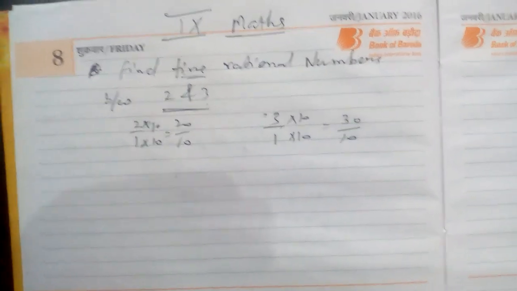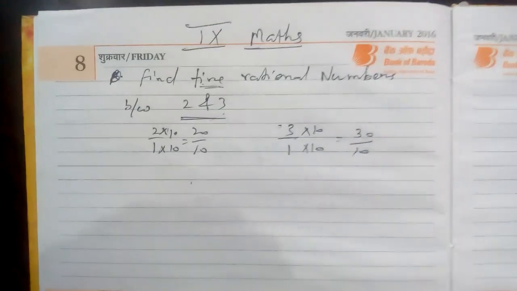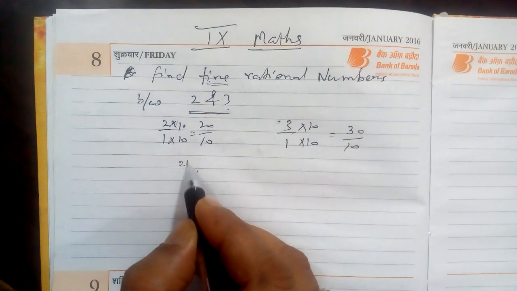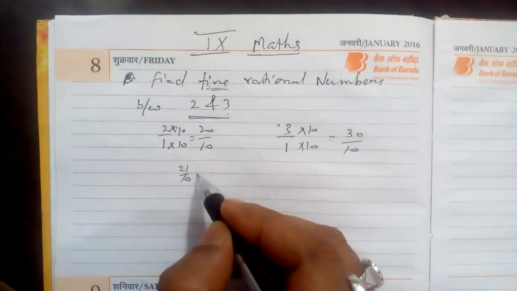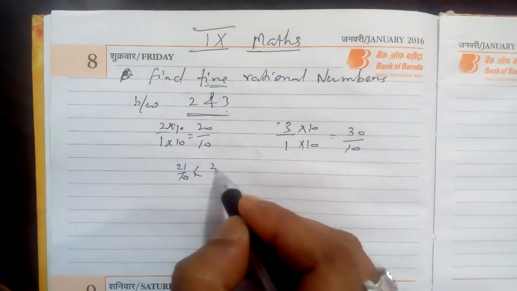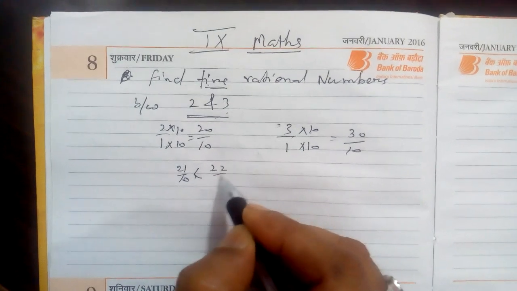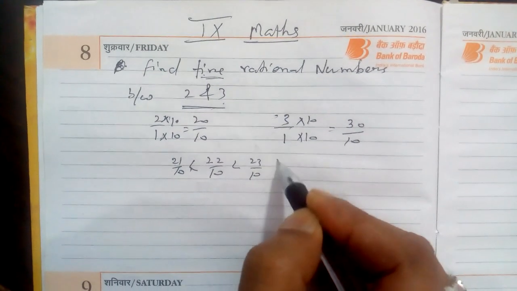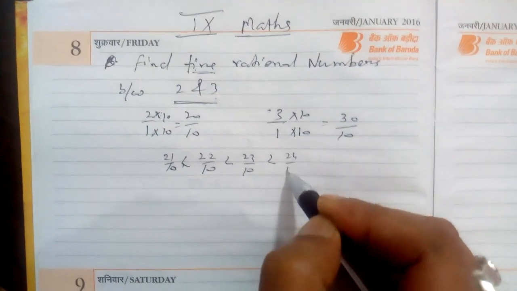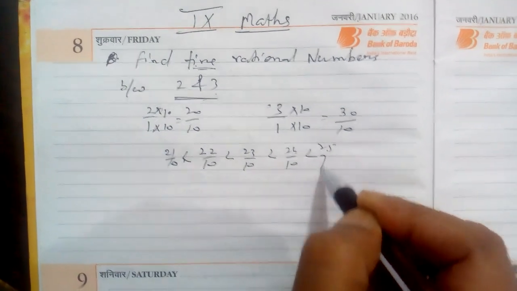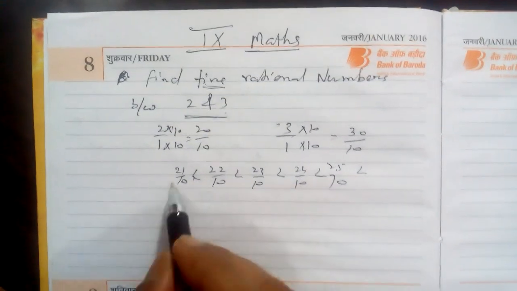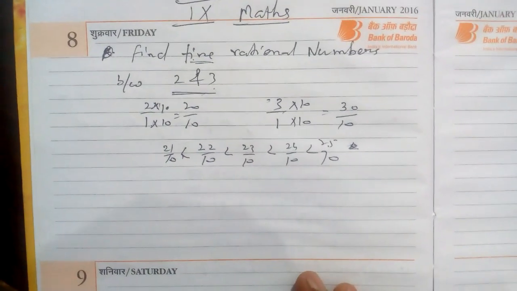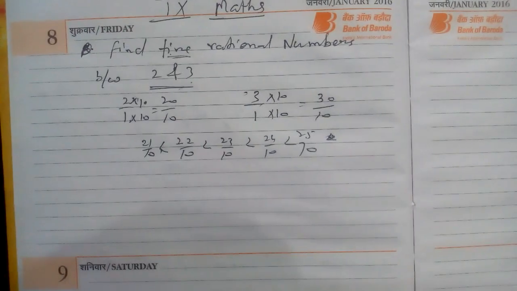But you want only 5. So you can write 21 upon 10. Then greater than this is 22 upon 10. Then greater than this is 23 upon 10. Then 24 upon 10. Then 25 upon 10. 1, 2, 3, 4, 5. Only 5 you want. Any 5 you can write. Here you have an option to write any 5.